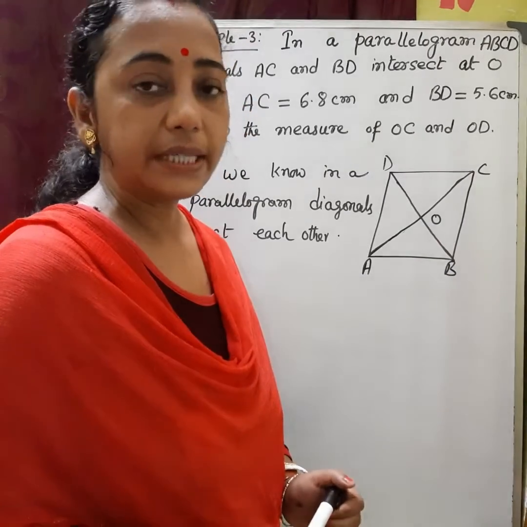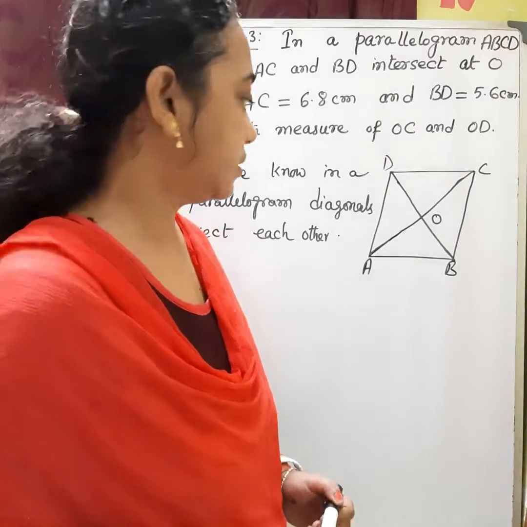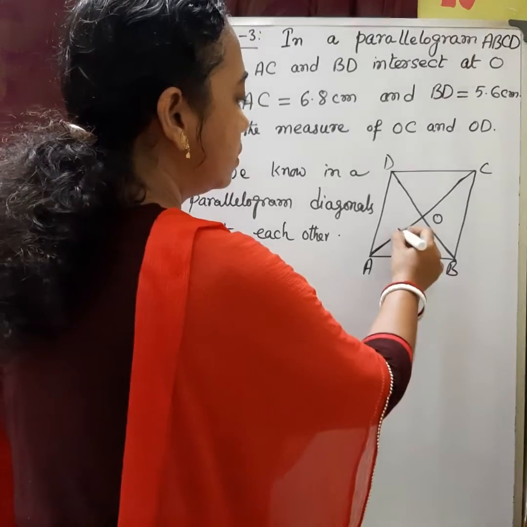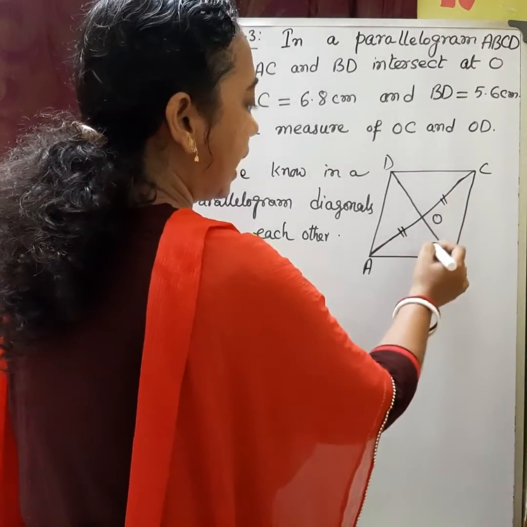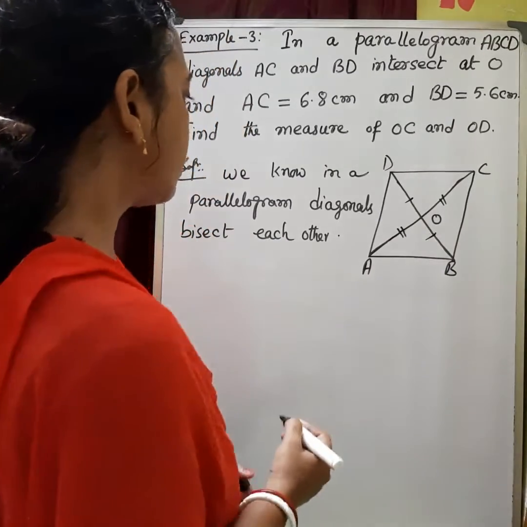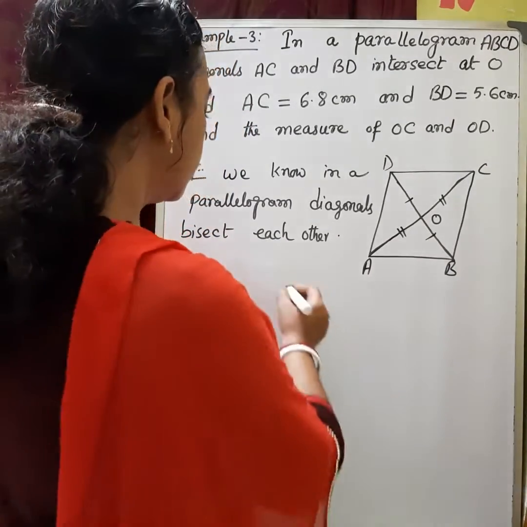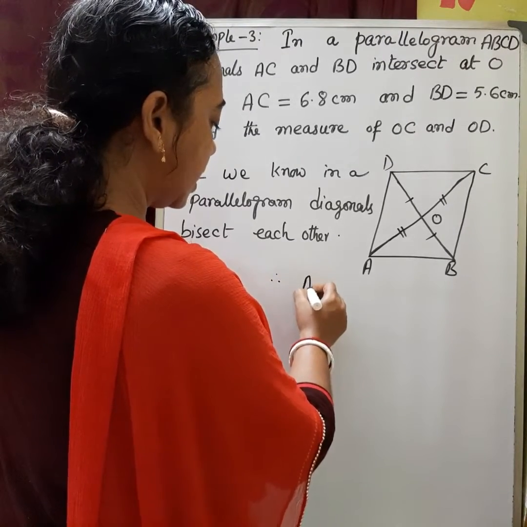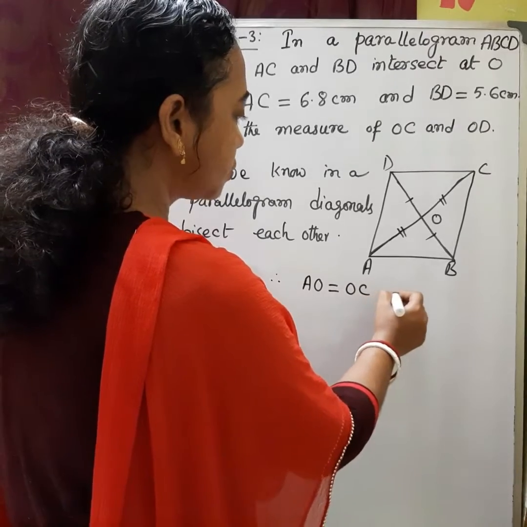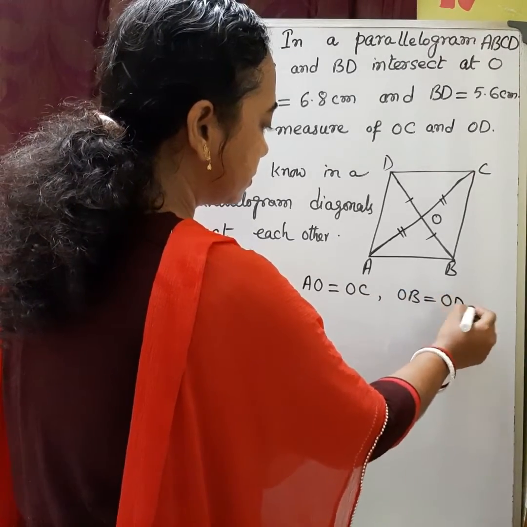Also we know that in a parallelogram diagonals bisect each other. So from figure we can write AO is equal to OC and OD is equal to OB. So as the diagonals of a parallelogram bisect each other, therefore from figure we can write AO is equal to OC. Also OB is equal to OD.